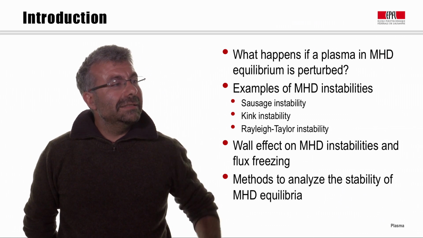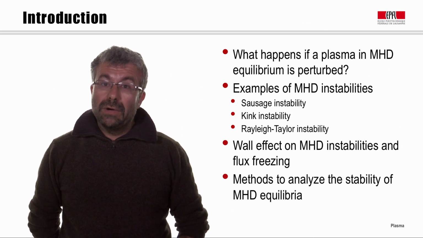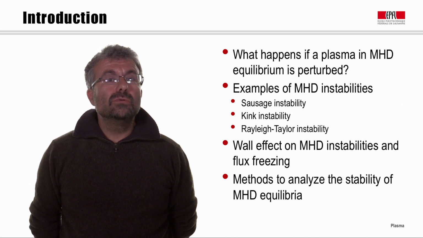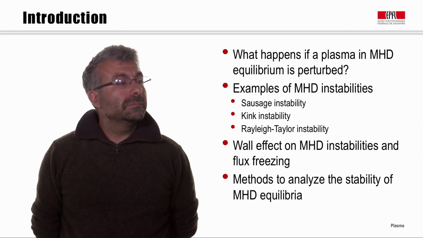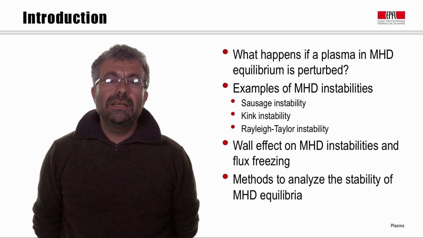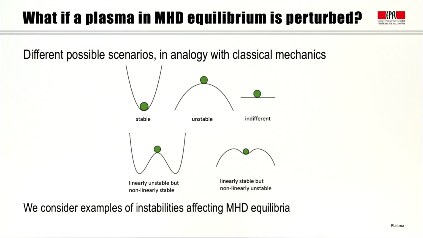We will then look at the effect of the wall surrounding the plasma on instabilities and the link to the flux freezing. And then we will study methods to analyze the stability of MHD equilibrium. So what happens if a plasma in MHD equilibrium is perturbed? There are different possible scenarios, and we will look at them in analogy with classical mechanics.